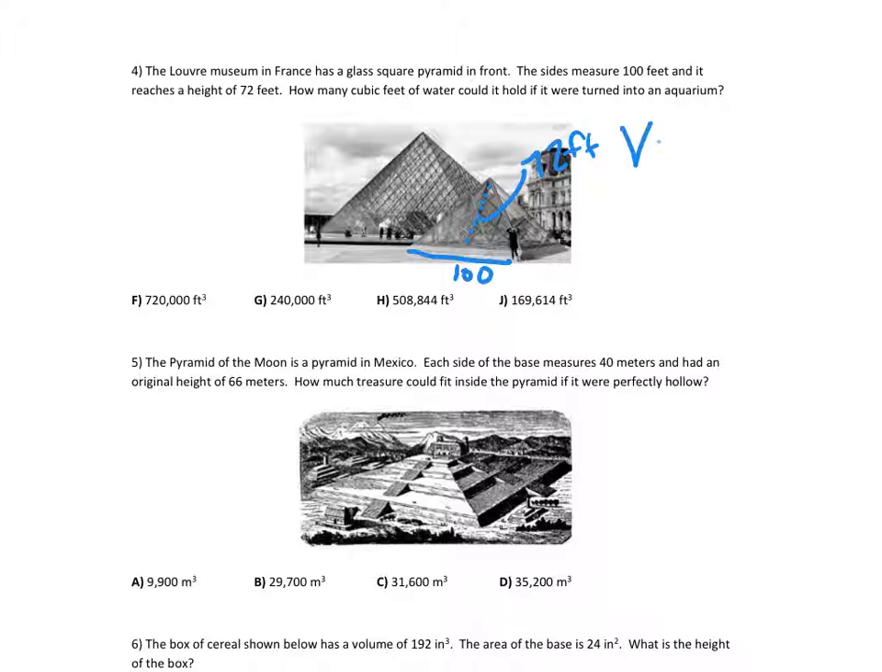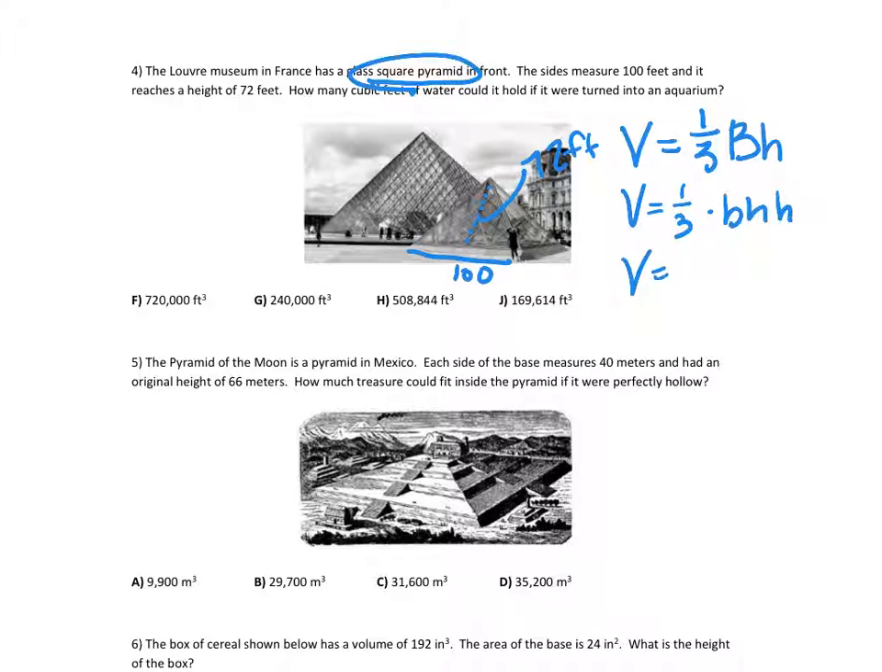Okay, so this is different. It's going to be a pyramid. So that pyramid is going to be this formula here. Okay, so it changes and adds that 1/3 in front. But the base is going to be a square pyramid because it talks about it, and a square pyramid is in that wording right there. Okay, so 1/3 base times height times height. So 1/3 of 100 times 100 times 72.